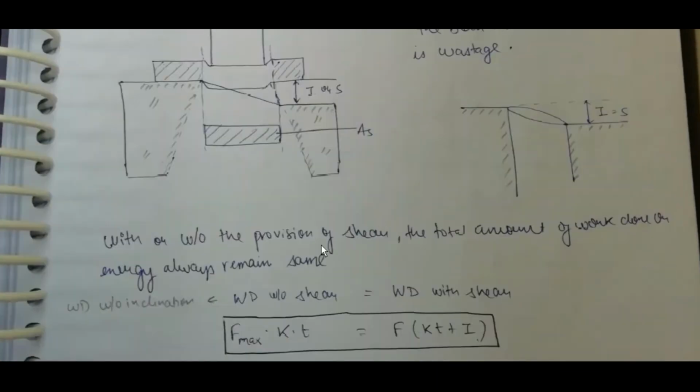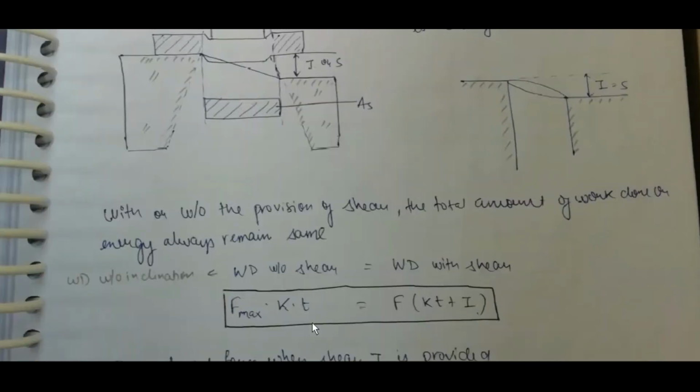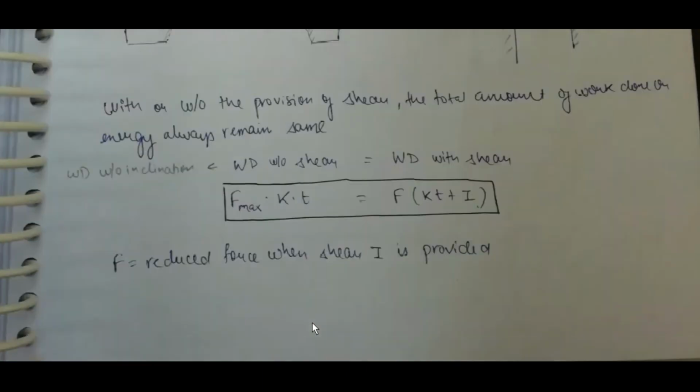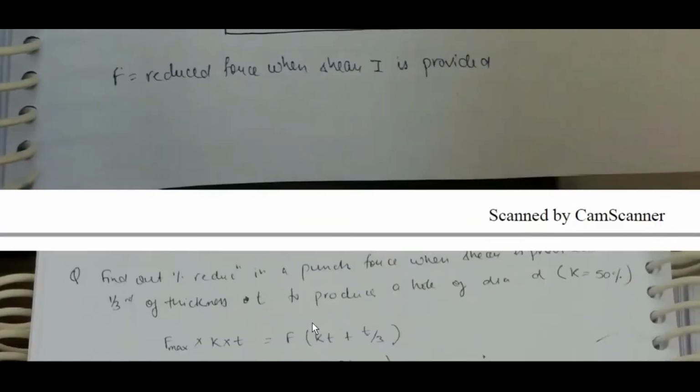With or without provision of shear, the total amount of work done or energy always remains the same. Work done without shear is equal to work done with shear. F max into KT is equal to F into KT plus I, where F is the reduced force when shear I is provided.